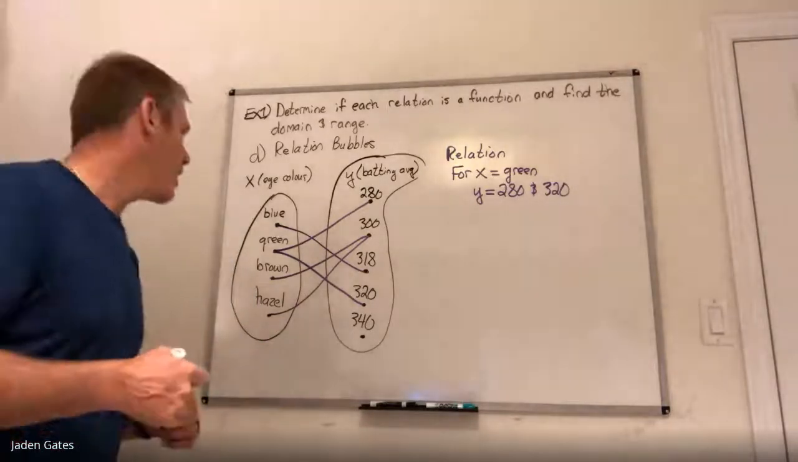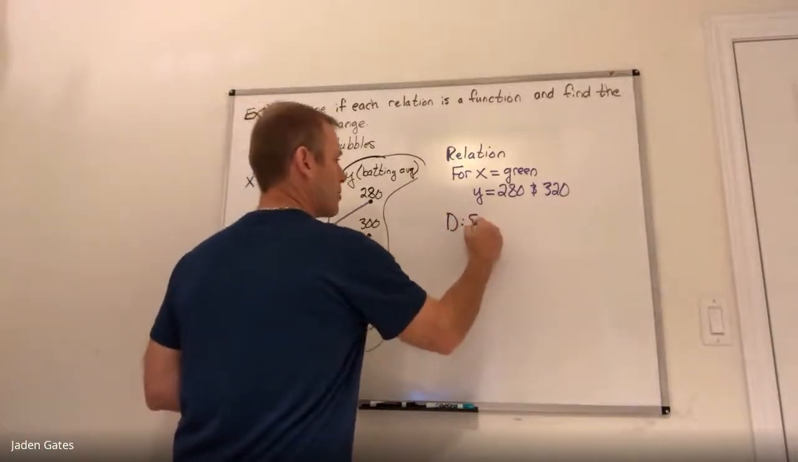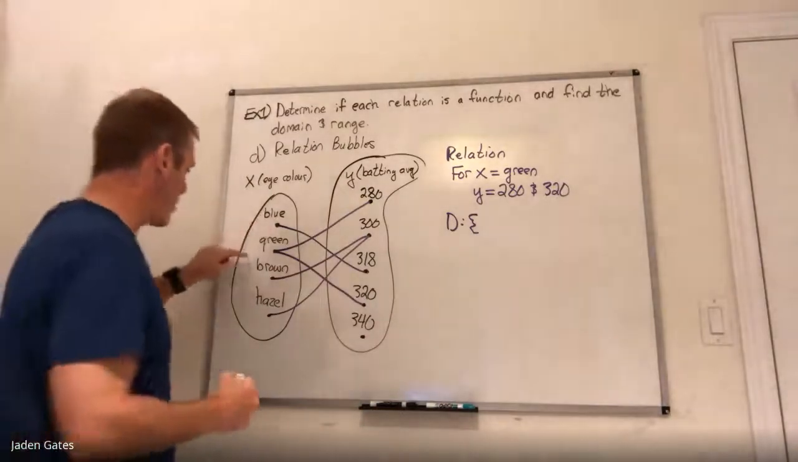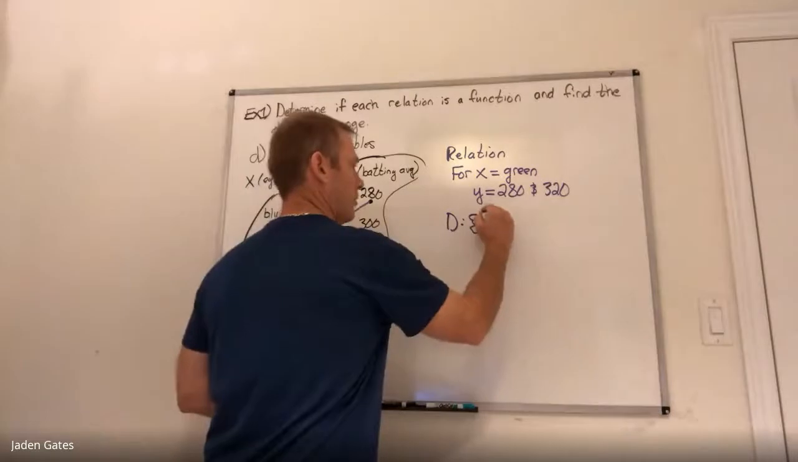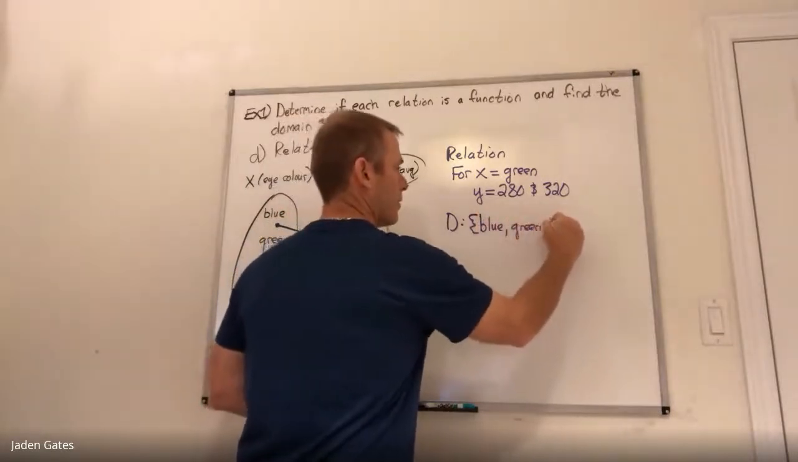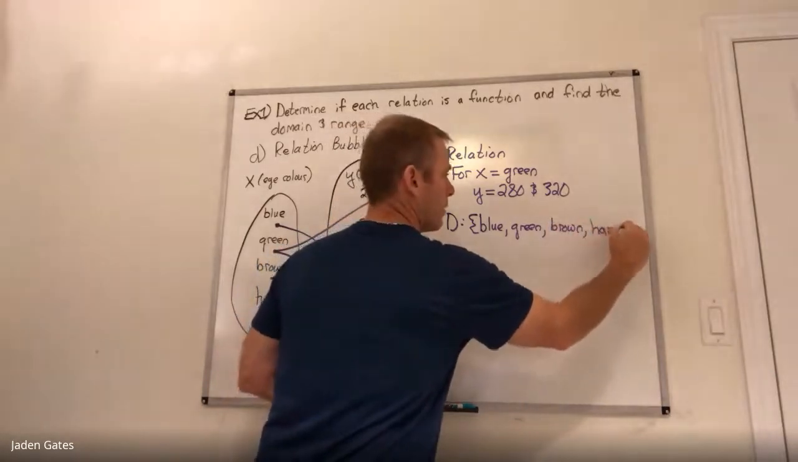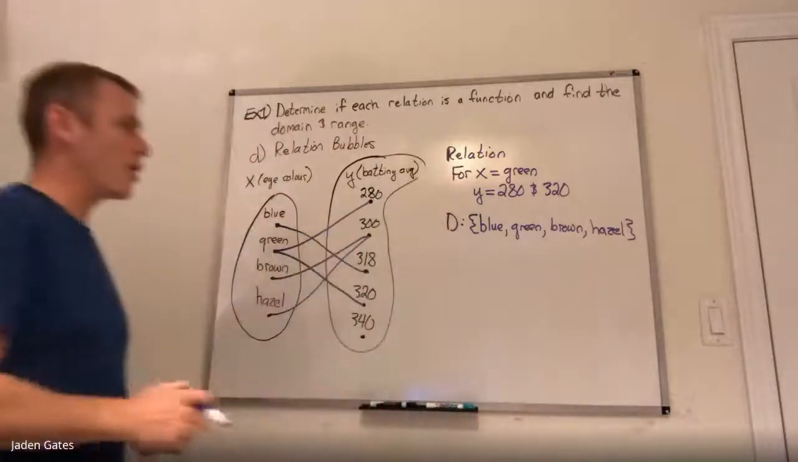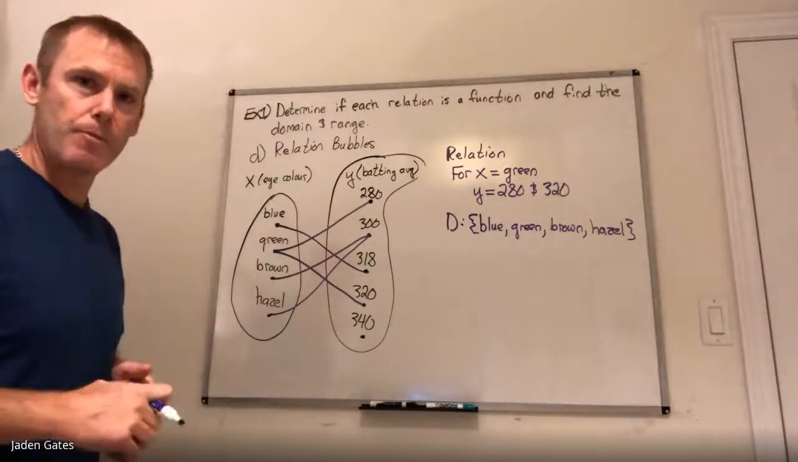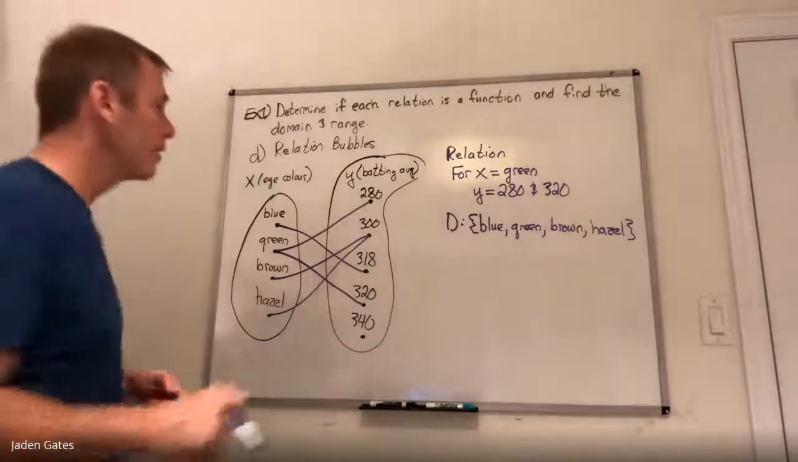So now again, for domain and range, I want possible X values. So possible eye colors. Well, we have blue, green, brown, and hazel. There we go. So there's our 4 possible X values. For new baseball fans, it doesn't include Max Scherzer. He's got 2 different eye colors. I think he's got hazel or brown and green.